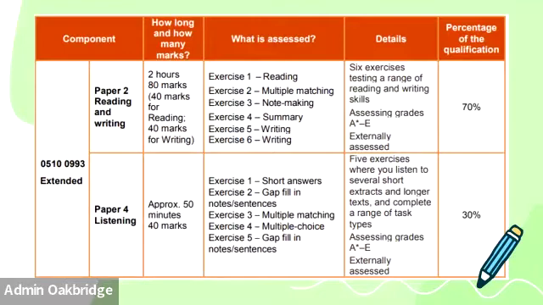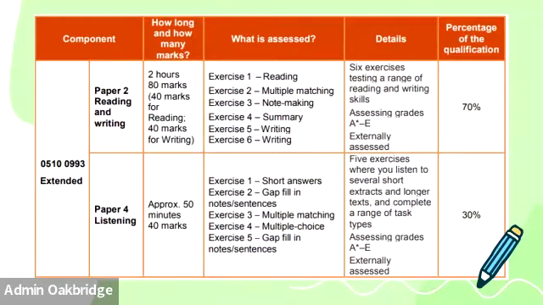Exercise 2, we have multiple matching. Exercise 3, note making. Exercise 4, summary. Exercise 5, writing. And then exercise 6, another writing. Okay. So all these papers will be externally assessed, and the percentage of the qualification for paper 2 is 70%. Right?